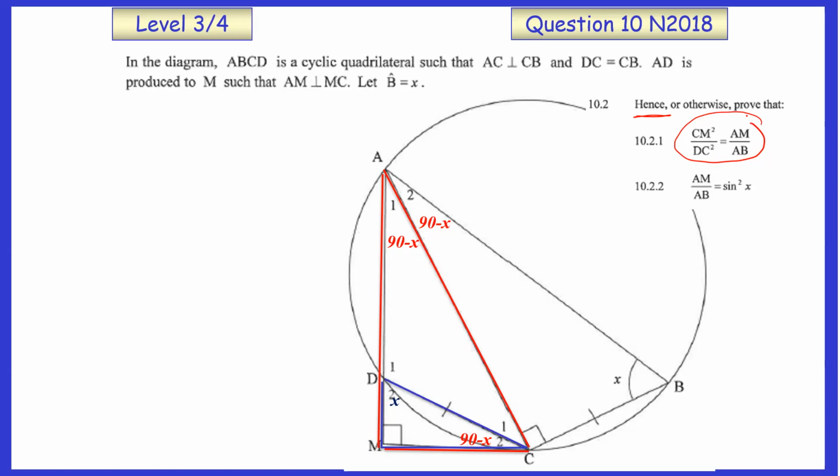Are you ready to start? Yes, sir. Where do we start? So you look at your ratios, sir. All right, let's go to our ratios. Okay, I want to go one back. We're trying to prove that CM squared over DC squared is actually equal to AM over AB. That is what we're trying to achieve.